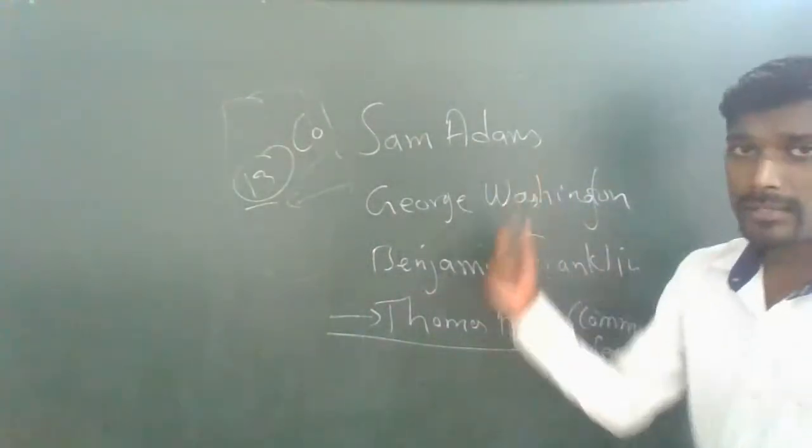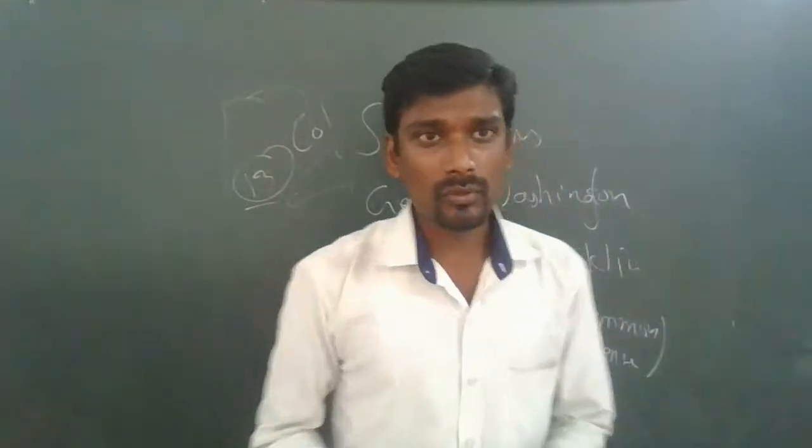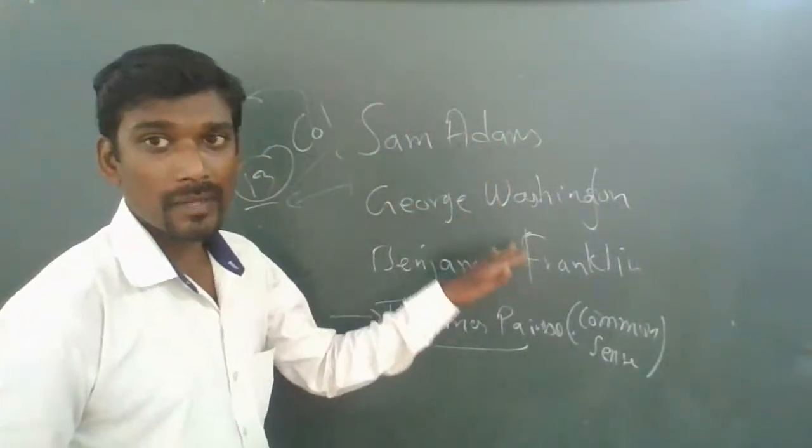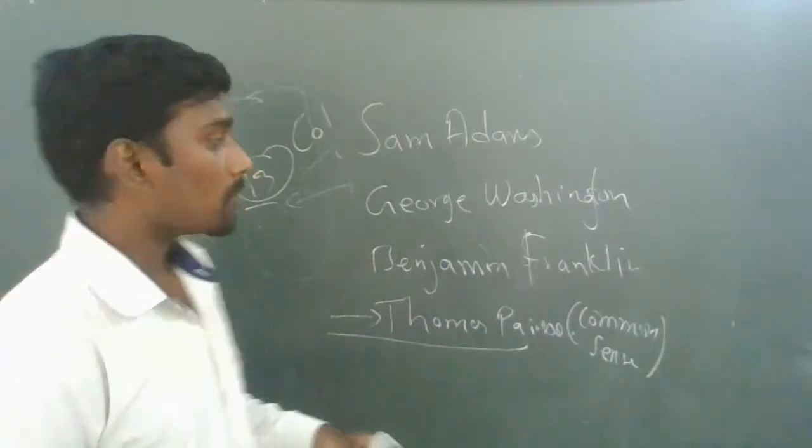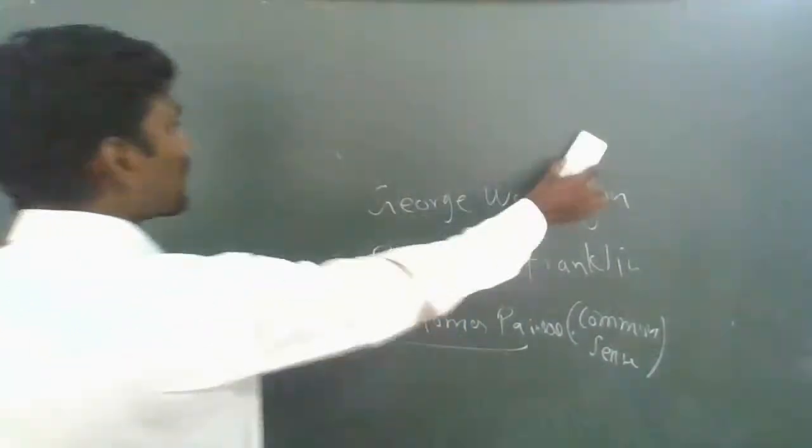So, friends, while discussing this American Revolution, I'm going to talk about the roles played by Sam Adams, George Washington, Benjamin Franklin, and all those people. So here, as the king started increasing the taxes, what is the king doing? The king is increasing the tax on sugar. Now, why sugar?